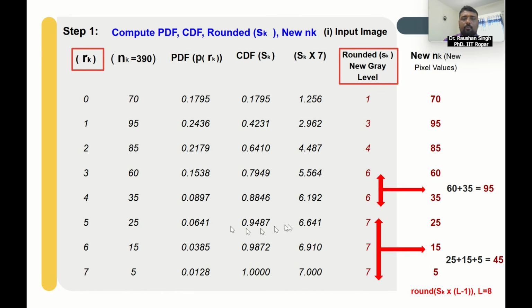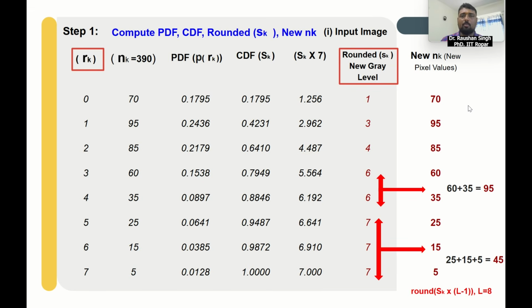Now moving forward, since the value of this is also 7, this is also 7, this is also 7, for 7 the common value will be 25 plus 15 plus 5. The answer will be 45. Clear? Since this has only one value, 70, only one value, so 95, only one value, so 4. Here the two values of 6, we are adding 60 plus 35, that is 95. Here we have 3 values as 7, so we'll be adding all the NK values of this one: 25 plus 15 plus 5, that is your 45. That is the final answer. So ultimately we have these values. These are the new NK values.